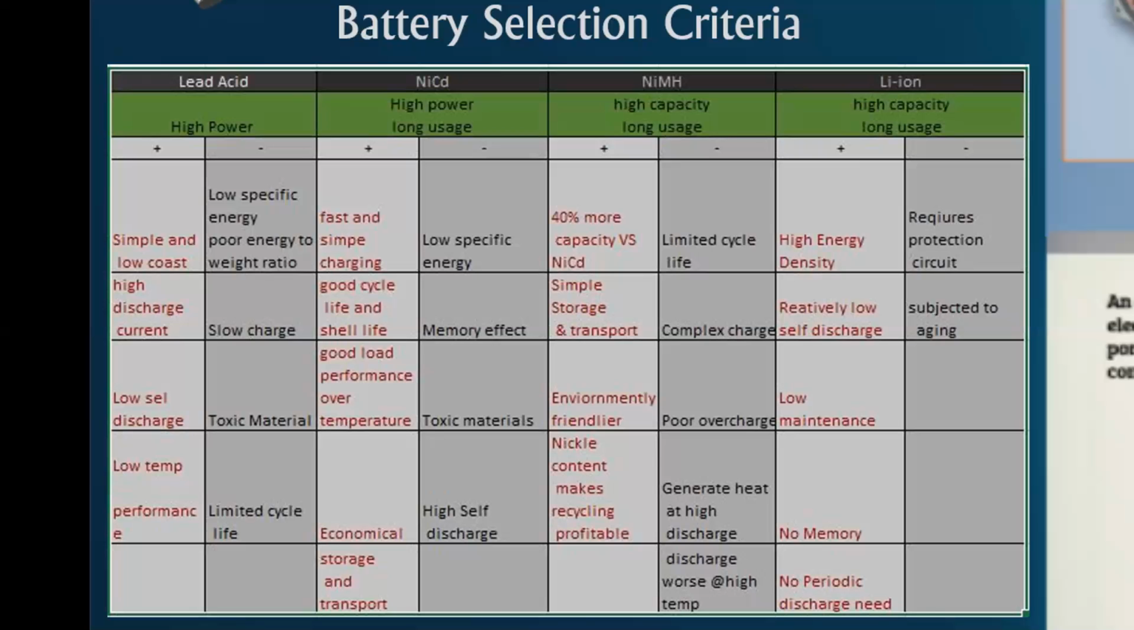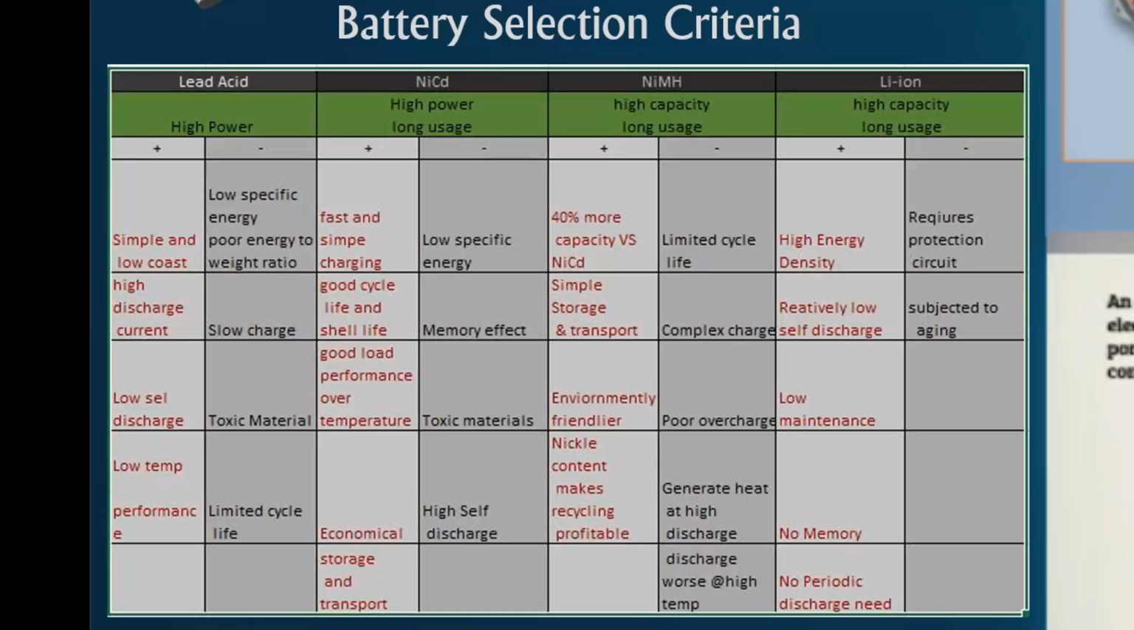It is also economical, and it is safe to store, and it is also safe to transport and all these things. But the disadvantages we have in the nickel cadmium battery are it has low specific energy, a memory effect. It also uses toxic material, and it has a high self discharge rate.